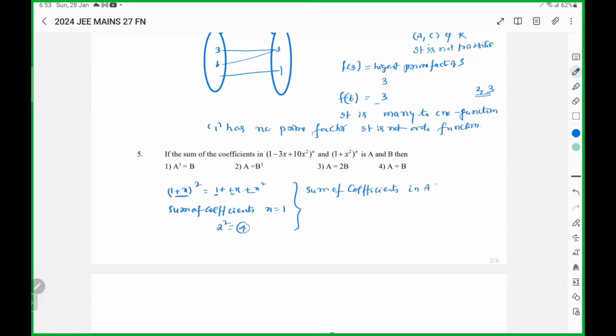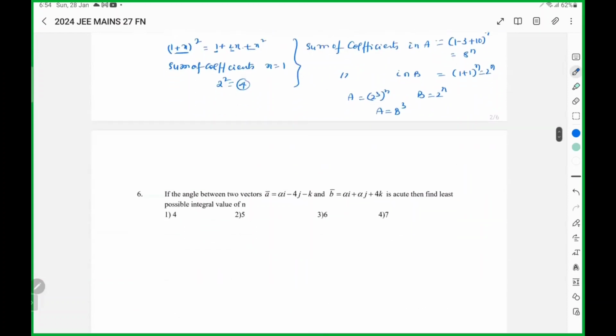Sum of coefficients in A is simply substituting 1, you get 8 per n. Sum of coefficients in B, substituting 1, you get 2 per n. So A here is 2 cube power n, B here is 2 per n. So A will be B cube.